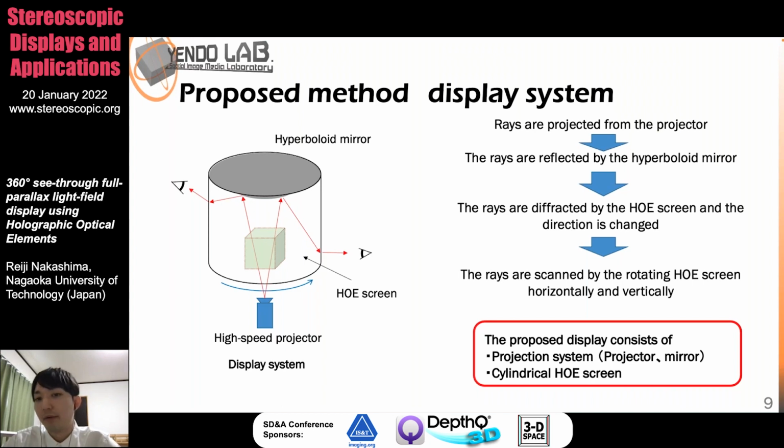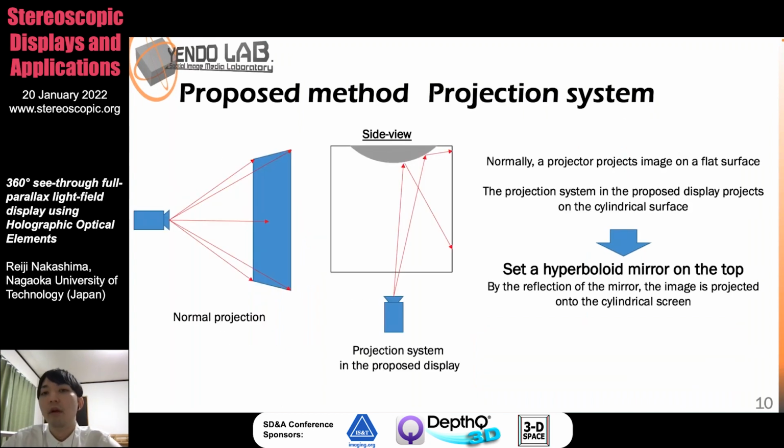The proposed display consists of the projection system and the cylindrical HOE screen. I will explain the projection system first. In normal projection, a projector projects an image on a flat surface like this figure. In the proposed display, the projection system projects on the cylindrical surface like this. So a hyperboloid mirror is set on the top, and the rays from the projector are reflected by the mirror. Then the image is projected onto the cylindrical surface.